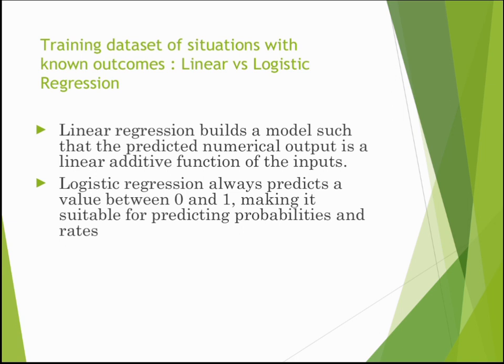When we have to train on data sets of situations with known outcomes, we can use either linear or logistic regression. Linear regression builds models such that the predicted numerical output is a linear additive function of the inputs. Logistic regression always predicts a value between 0 and 1, hence it is more suitable for predicting probabilities and rates.